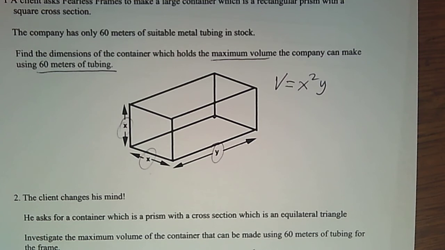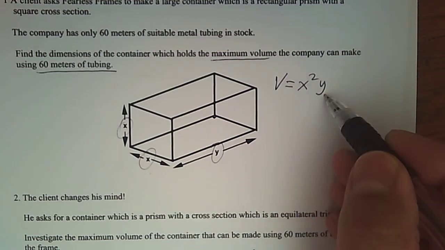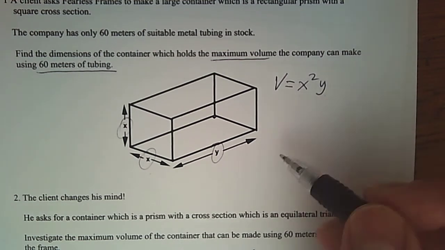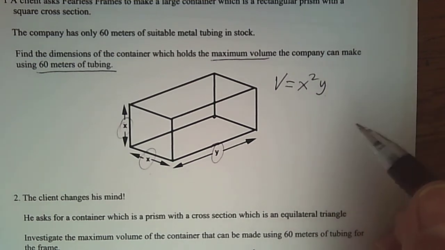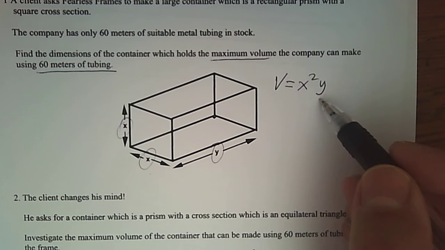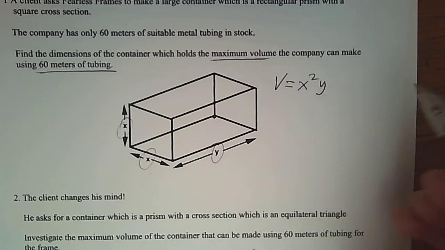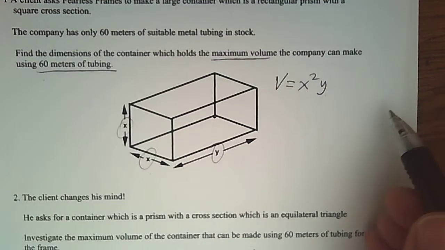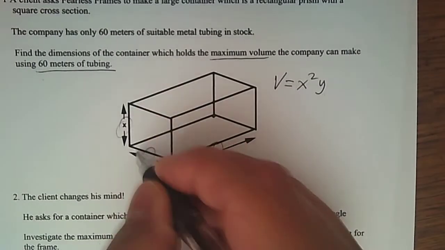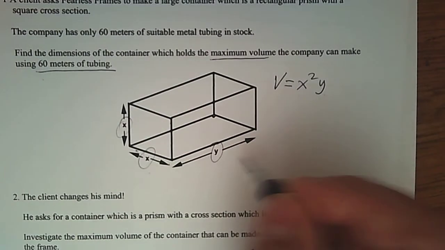Now, the challenge here is that we have two variables. And for us to be able to find the maximum volume, we need a secondary equation so I can reduce this down to one variable, and then we're going to use Desmos. So where does 60 meters come in for an equation? Well, that's the tubing that makes the frame. So I need an equation that describes how much tubing I need.